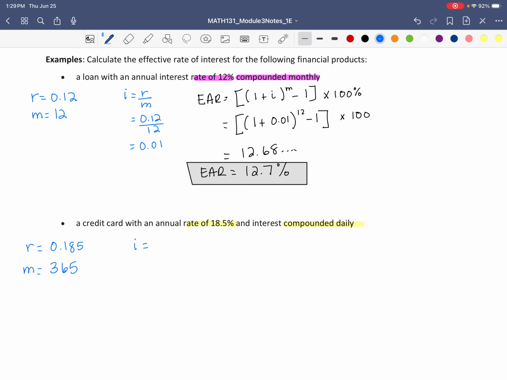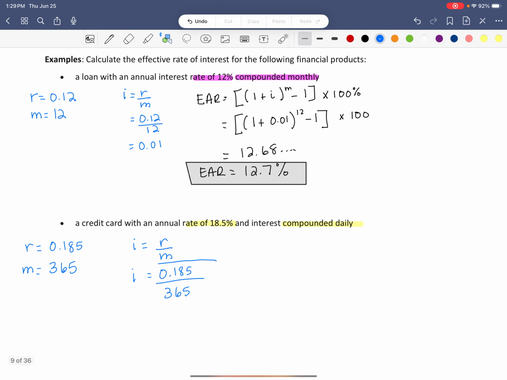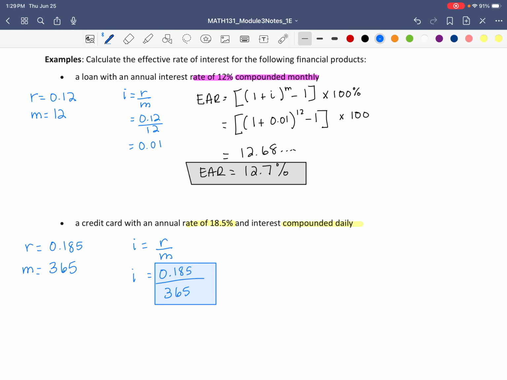So our I value is going to be R divided by M. So that's going to be 0.185 divided by 365. I'm going to leave this example as a fraction because this fraction does not convert into a nice decimal. So I'm actually going to use the whole fraction in my formula because I should not round anything, as we know, until the very end.